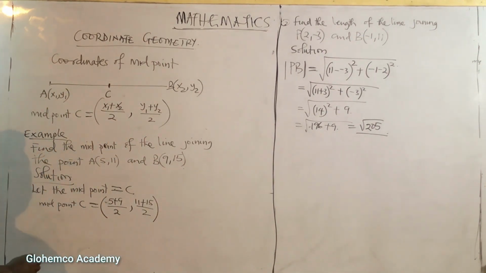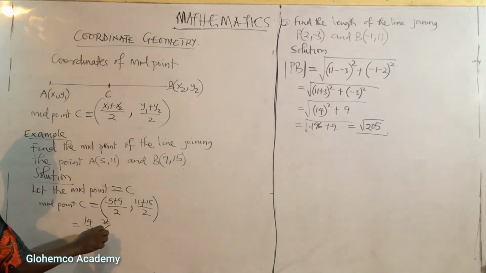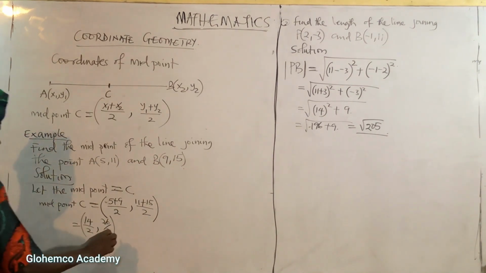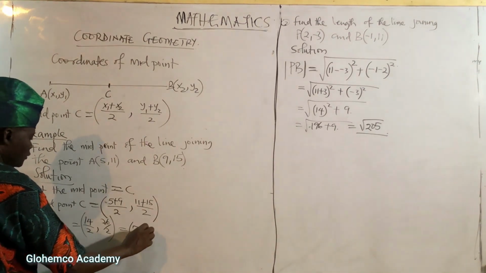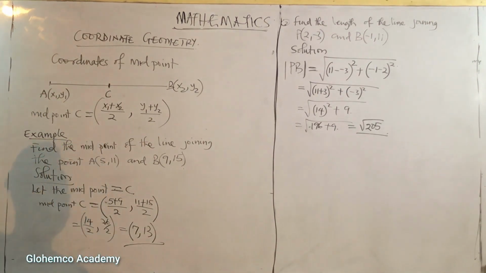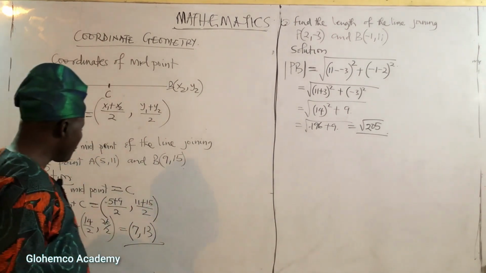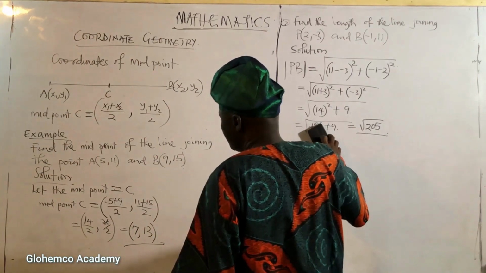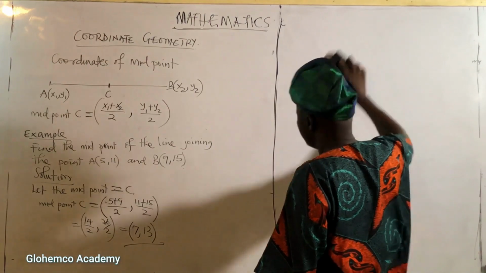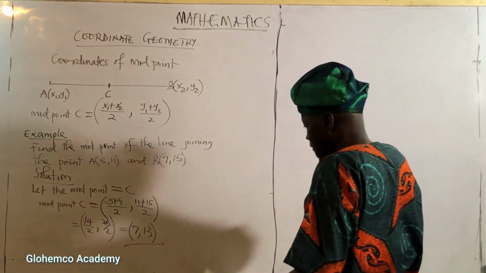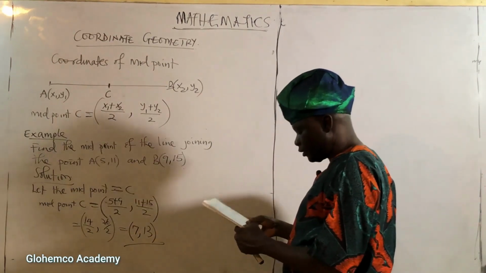Now we add together: 5 plus 9 gives us 14 over 2, and 26 over 2. This is equals to 7 and 13. That means the midpoint of the line between A and B given to us in the question will be (7, 13). Let's try another one.